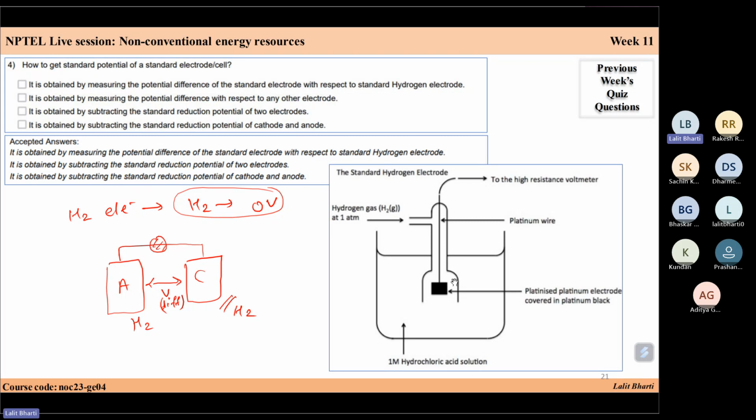So this is a schematic for your standard hydrogen electrode. You have a 1 molar HCl solution, and you have a platinum electrode here, and another electrode is typically your gas. Hydrogen is filled here. So hydrogen is one of the electrodes, which is a cathode here, and this is your anode, platinum wire. Then you connect it with a high resistance voltmeter. This typical setup is called the standard hydrogen electrode.